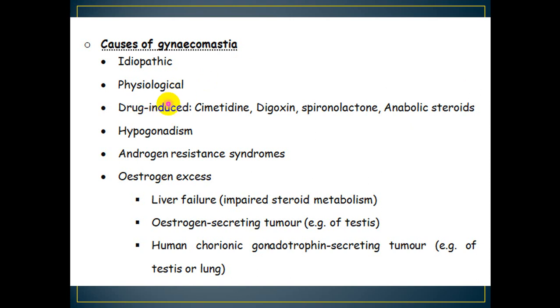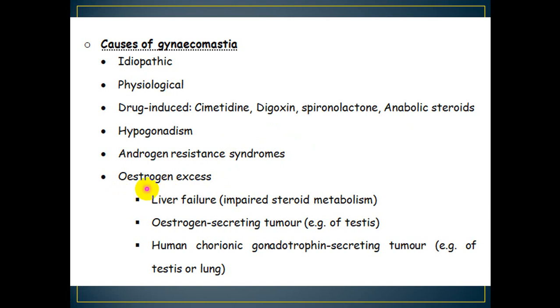It could be drug-induced. The most common drugs causing gynecomastia are cimetidine, an H2 receptor antagonist, digoxin, an antiarrhythmic drug, spironolactone, a potassium-sparing diuretic, and anabolic steroids. Any cause of hypogonadism can result in gynecomastia because hypogonadism leads to low testosterone and androgen, which will reverse the ratio. Sometimes androgen level is normal, but there is poor response in the tissue, so androgen resistance syndrome is another cause. Or when there is estrogen production excess.